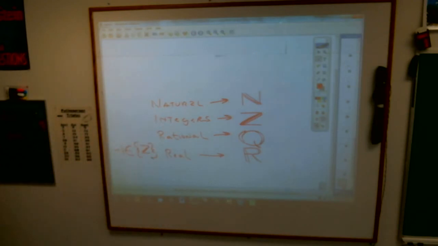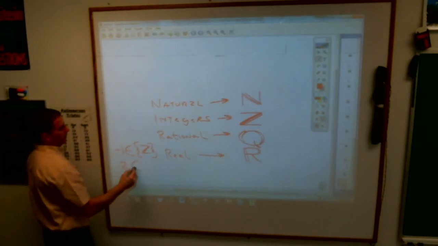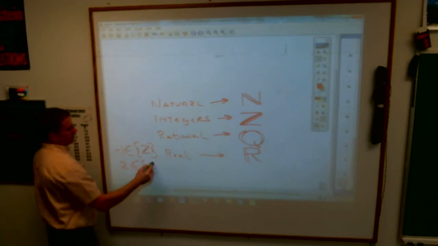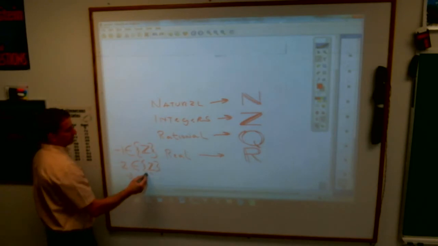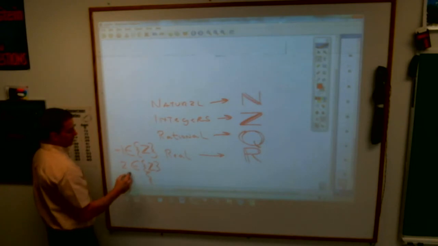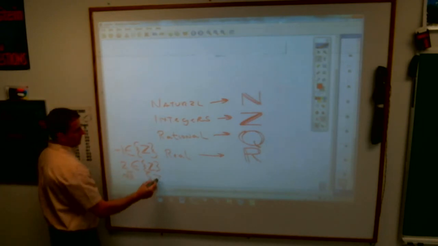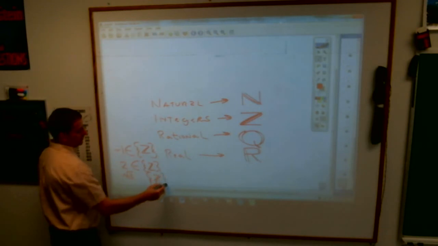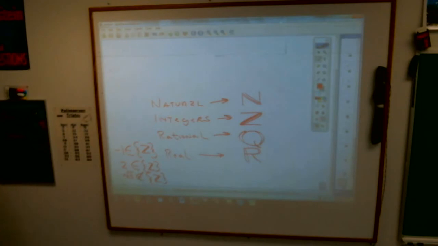What about letter B? Is 2 also an element of the set of integers? How about -3? Oh wait, what? Square root of 3? Sorry. Is square root of 3 an element of the set of integers? So what do you do? Put a little slash mark. It's not an element of that.